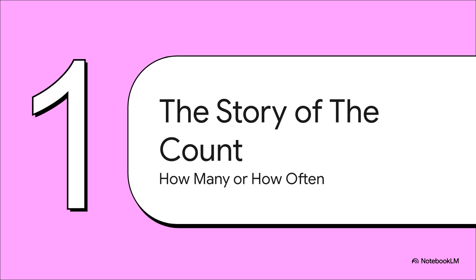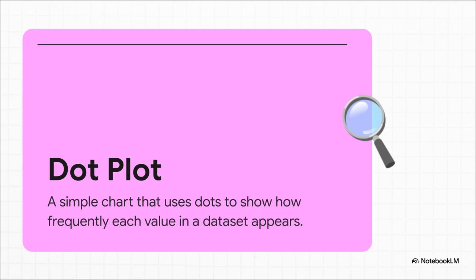It's the one that answers a really simple question. How many or how often? This is what we call the story of the count. Our first storytelling tool is the dot plot, and it's awesome because it's so simple. Think of every single dot as a character in our story, a single thing that happened. By just stacking them up, we can see in a split second which part of the story happens over and over again.